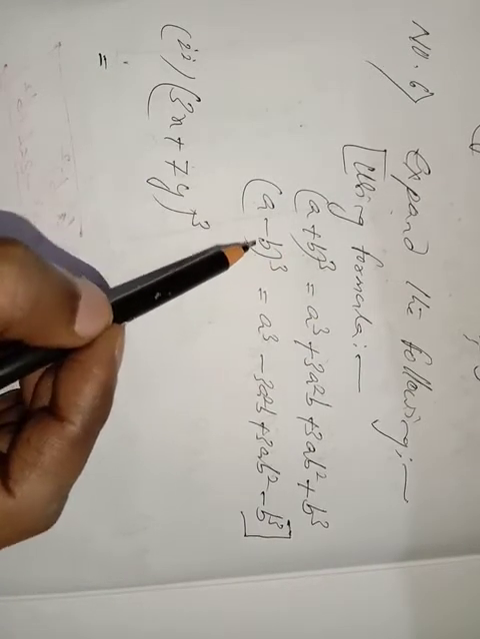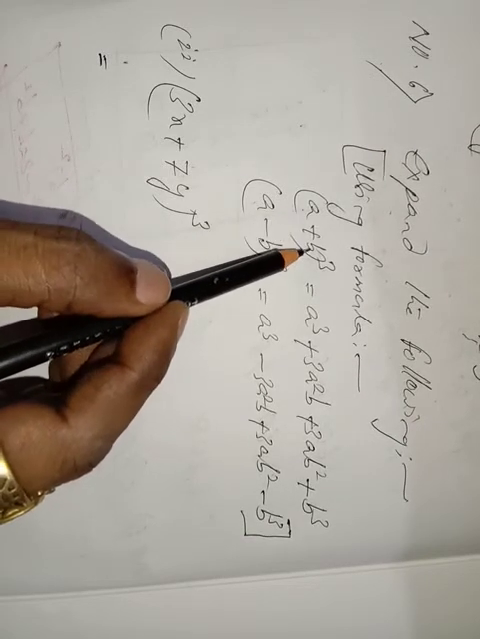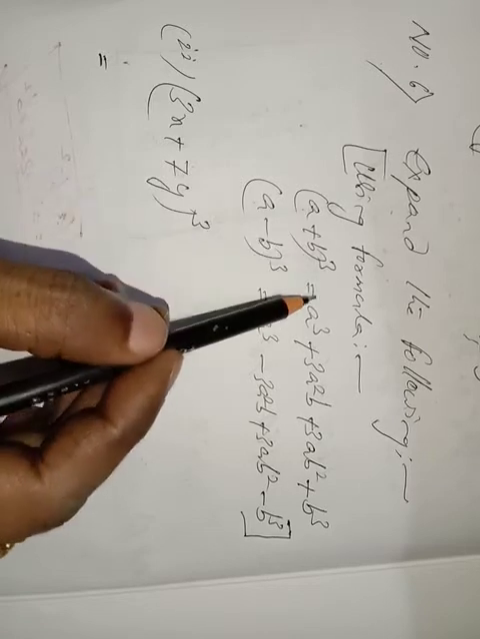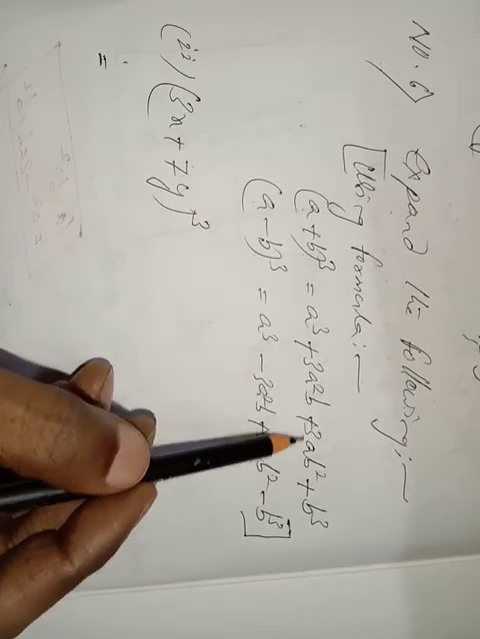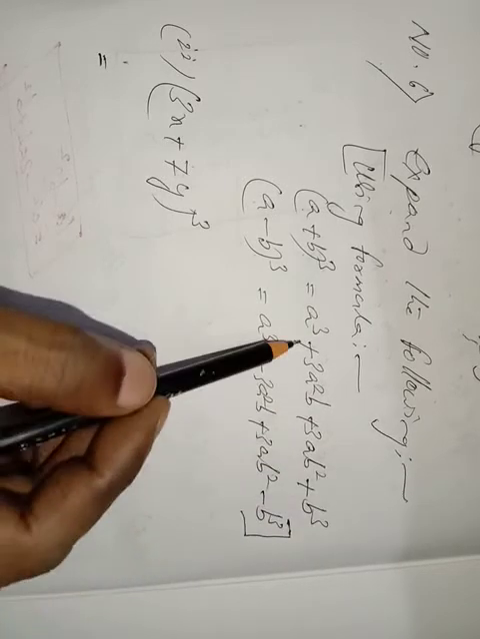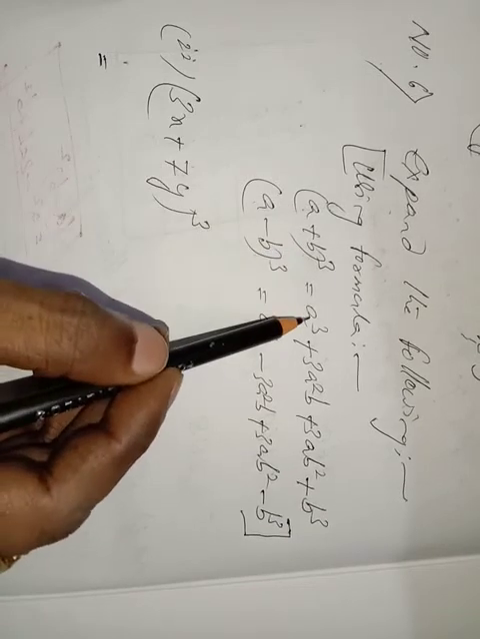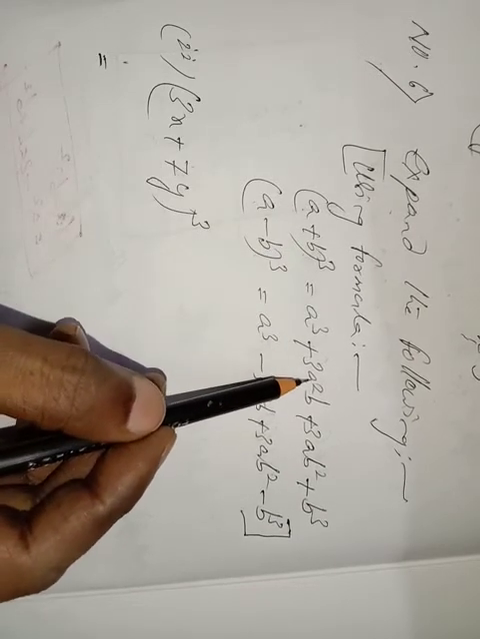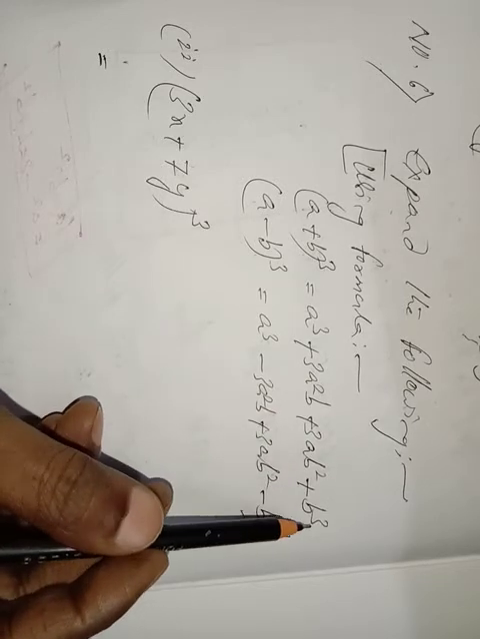Before going to (a minus b) whole cube, let us see the (a plus b) whole cube formula. The (a plus b) whole cube formula will be a cube plus 3a square b plus 3ab square plus b cube. All are plus. If we repeat, (a plus b) whole cube is a cube plus 3a square b plus 3ab square plus b cube.